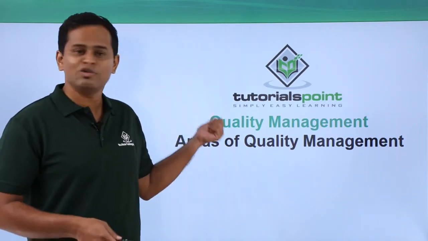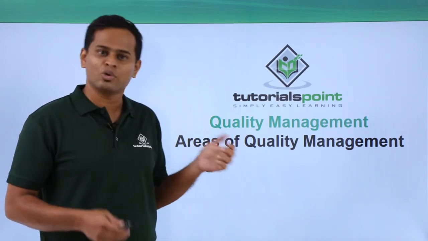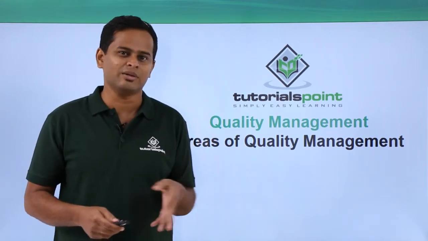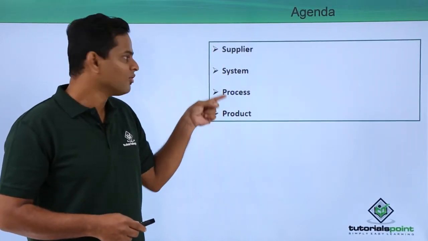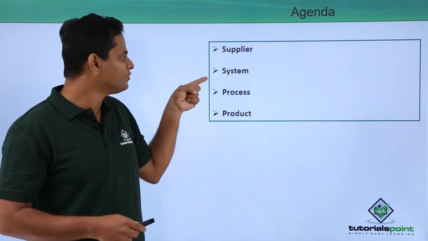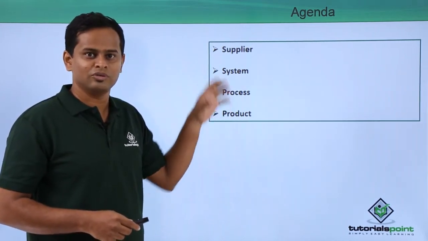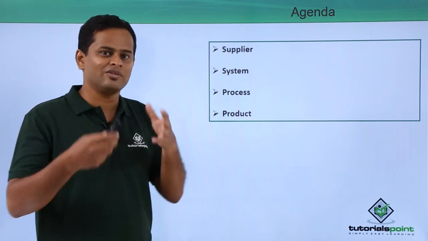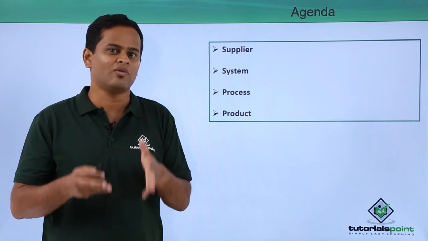In this video, we would be understanding quality management and in that, the areas of quality management, where all the things it can be applied. These are all the various places from supplier point of view, system point of view, process and then product point of view. These are all the various places where we can easily have this quality management for the proper control of our QMS.